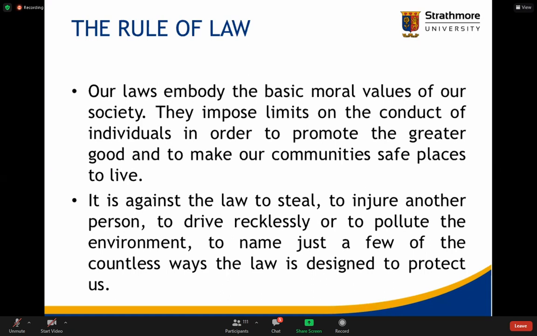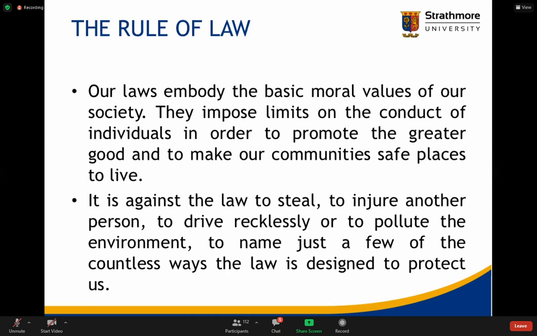Our laws embody the basic moral values of our society. They impose limits on the conduct of individuals in order to promote the greater good and to make our communities safe places to live. It is against the law to steal, to injure another person, to drive recklessly, to pollute the environment, etc. So what I'm trying to say in this slide is laws are good. Our laws are for our own benefit. Most of them, not all of them.